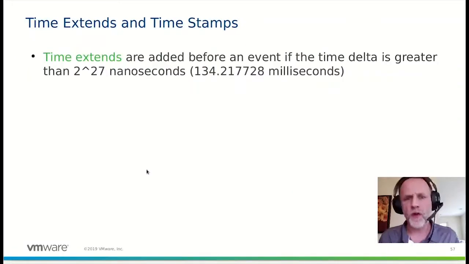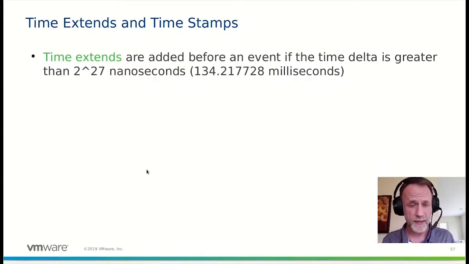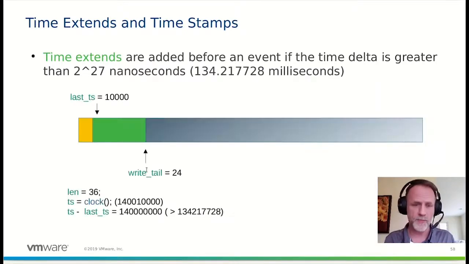So let's go back and talk about time extents and timestamps that I talked about in the beginning of the talk. Remember I said that the time delta in the event is only 27 bits, which means that's 2 to the 27 nanoseconds, which is approximately 134 milliseconds. But what happens when we record an event, and then a while later we record another event that took longer than 134 milliseconds?